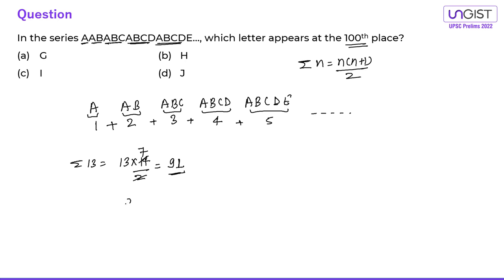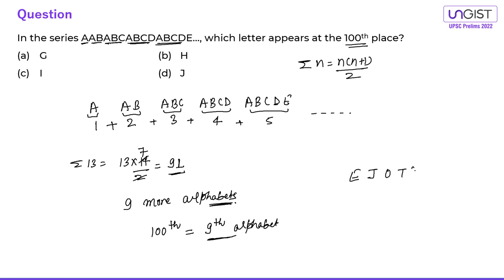After that, we are left with 9 more alphabets. So 9 more alphabets we need to write. So the 100th alphabet will be the 9th alphabet in English alphabets. So the 9th alphabet is what? See guys, E, J, T, we all know. So J is 10th, so I is 9th. The answer is I. Here, C will be the correct choice.